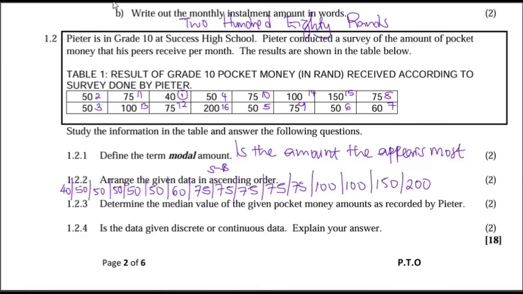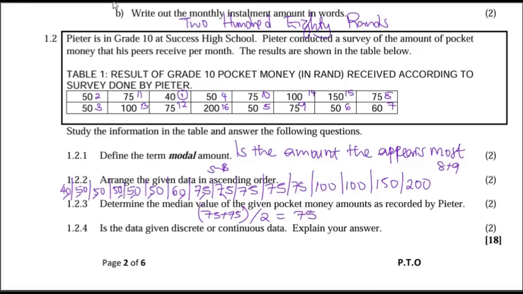Okay, now they're asking you to determine the median value of the given pocket money amounts. Now, when you look at these values, they are 16. So meaning we're going to remain with two numbers in between, the 8th number and the 9th number. So meaning we count, 1, 2, 3, 4, 5, 6, 7, 8. You see that? So we shall get the 75 plus 75 divided by 2. The answer becomes 75.